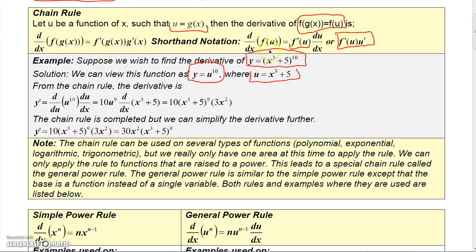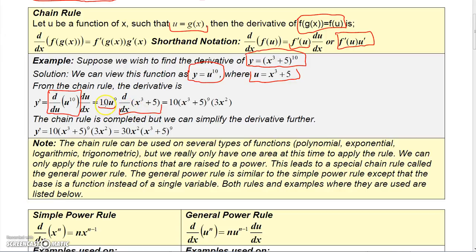So if I wanted to take the derivative of this function, what I would do is take the derivative of the function u to the 10th with respect to u. Since I'm taking the derivative of u to the 10th with respect to u, that would simply be 10u to the 9th using the power rule. But then I would have to take the derivative of u with respect to x. Well, u is this binomial x cubed plus 5, so I would multiply that by the derivative of x cubed plus 5 with respect to x.